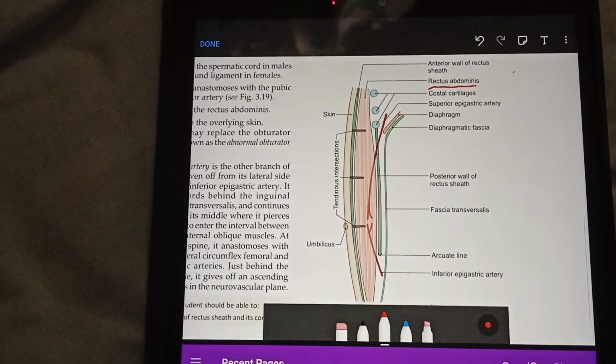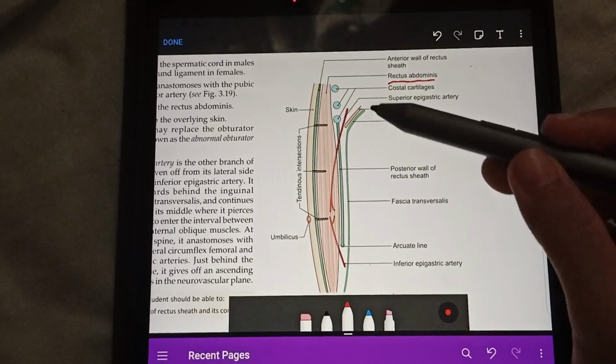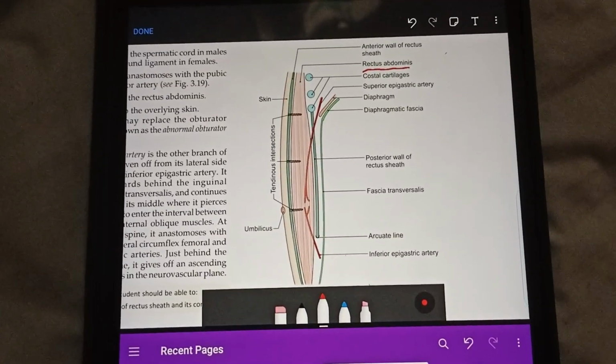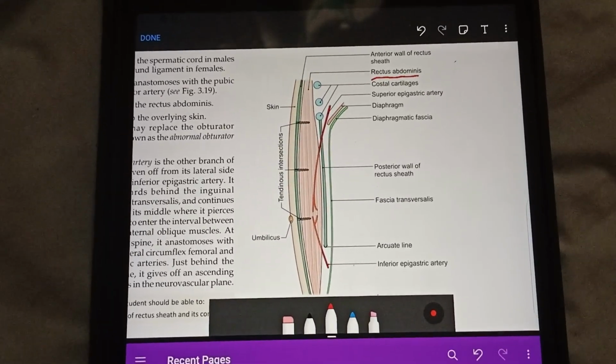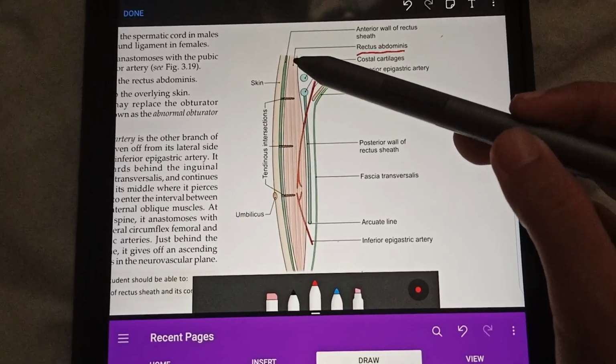Today we'll be starting with rectus sheath. So the diagram which you see here is the sagittal section of the rectus sheath. First of all, you should know what the rectus sheath is. It is basically an aponeurotic sheath which covers the rectus abdominis muscle.